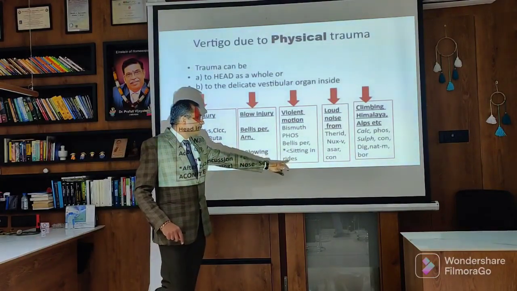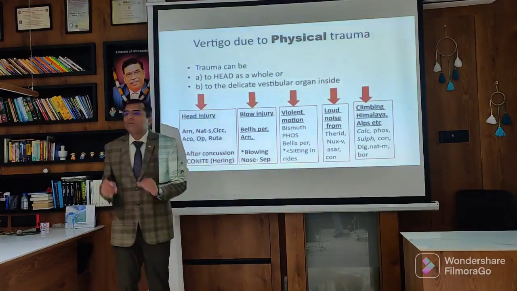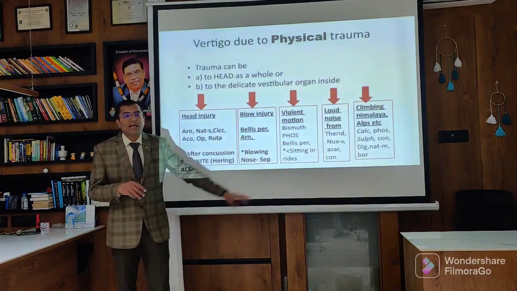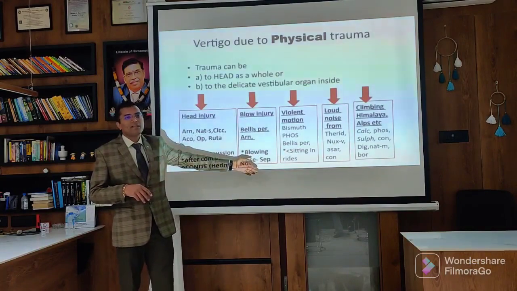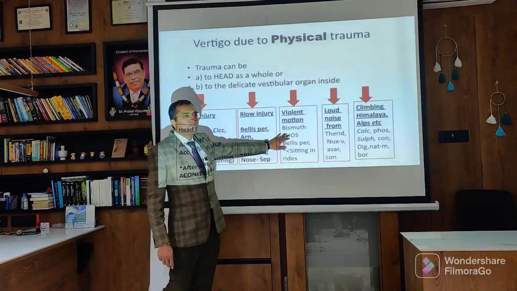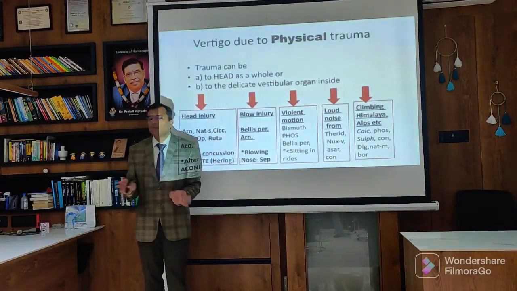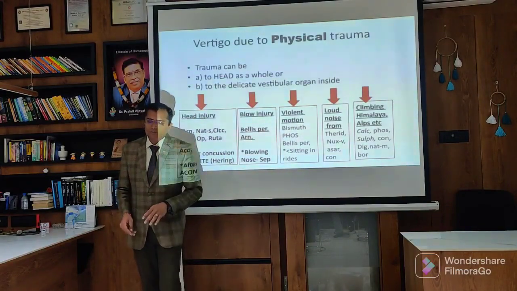Bellis perennis is aggravated by sitting in rides. Most of the time you find that after sitting in rides they start having giddiness. You can think of bismuth, phosphorus and bellis perennis. Many a time I prescribe phosphorus, and phosphorus gives me wonderful results in vertigo.